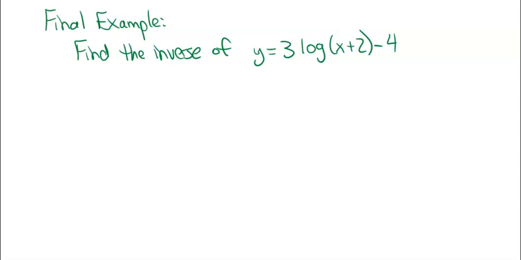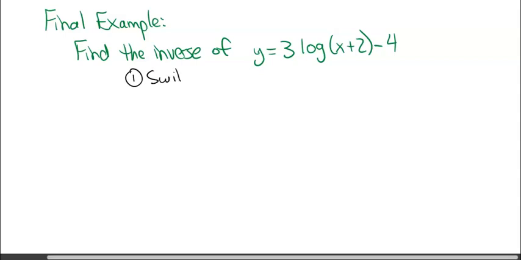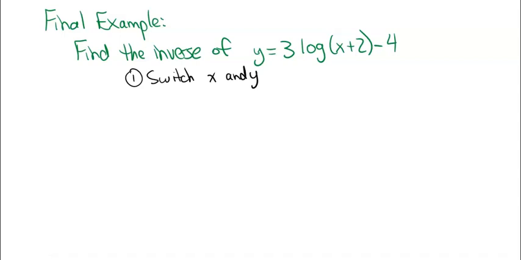So here's the final example, and this is what really shows your understanding of logs. It says, find the inverse of y equals 3 log (x plus 2) minus 4. For an inverse function, the first thing we need to do is switch x and y. Because we know from the graph, when we had y equals 2 to the x, the inverse was x equals 2 to the y. So let's go ahead and do that. We're going to have x equals 3 log (y plus 2) minus 4. We've literally done nothing except switch the x and y.